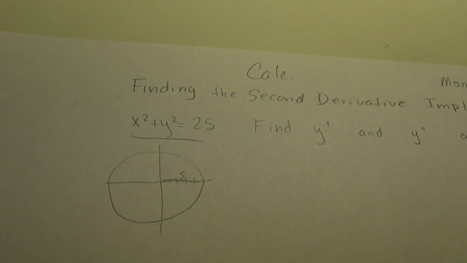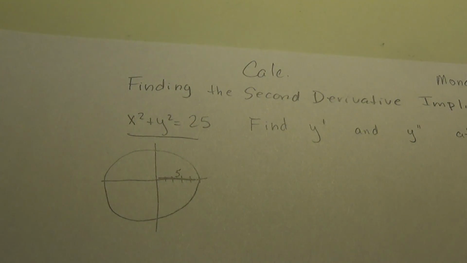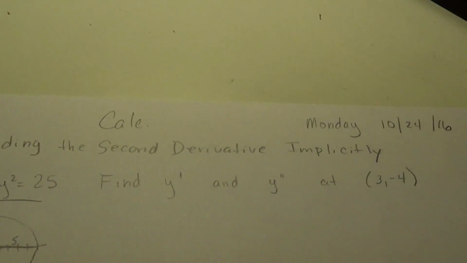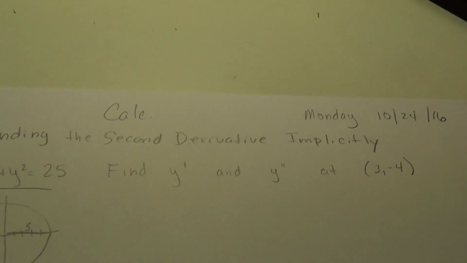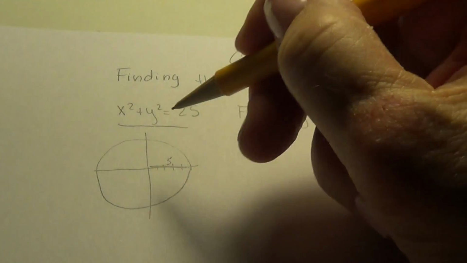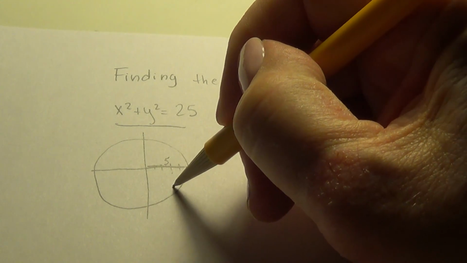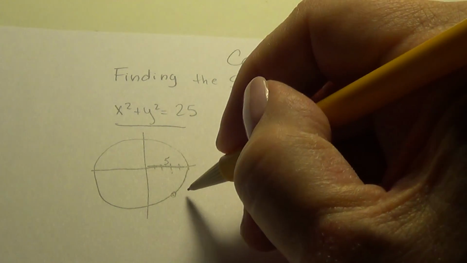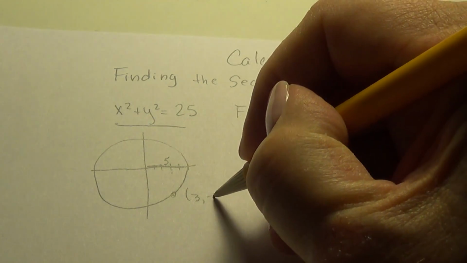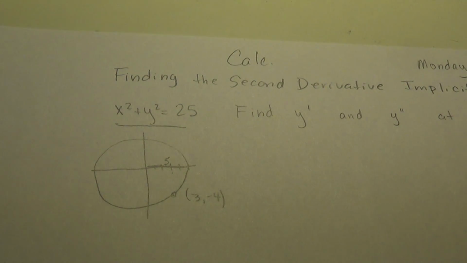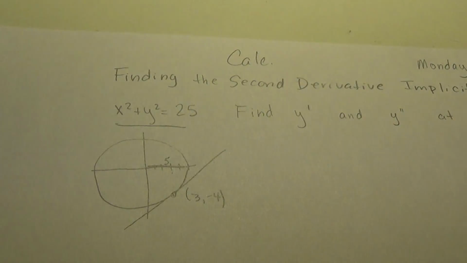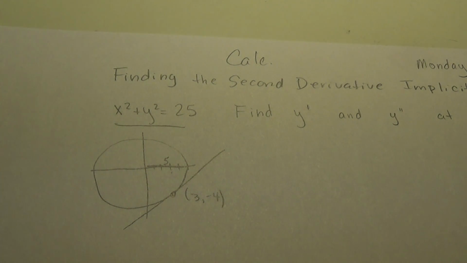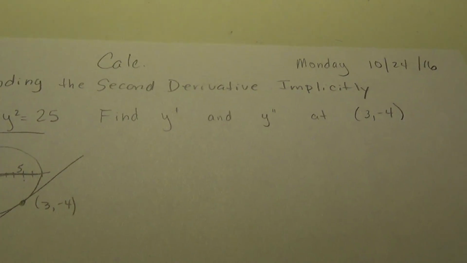When you draw yours to look even like a circle, I'm going to ask you to find the first derivative and the second derivative of this graph at the point (3, -4). So (3, -4) is probably right there. I want the slope at that point, and the derivative is the slope. Drawing a tangent line there, I want the slope from the first derivative, and then I will take the slope of the second derivative.